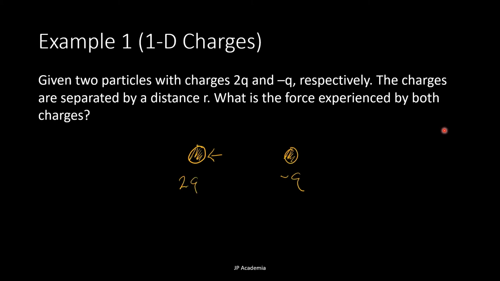So anong itsura niya? Ito yung itsura ng case na to. So ito yung unang charge natin, 2q. Then we have this negative charge, negative q. Tapos yung distance nila ay r. So paano natin isosolve to?